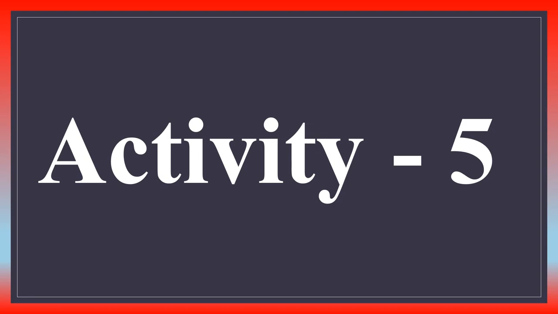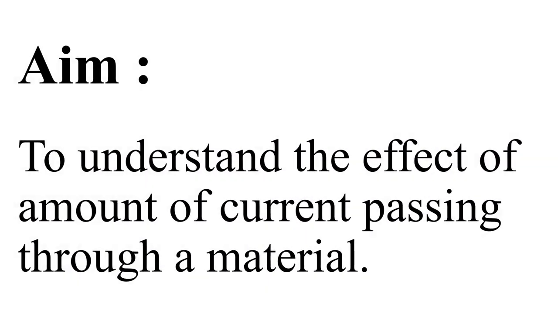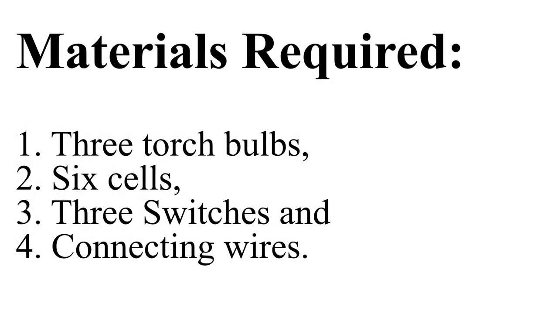Activity number 5. Aim: to understand the effect of amount of current passing through a material. Materials required. Number 1, 3 torch bulbs. Number 2, 6 cells. Number 3, 3 switches. And number 4, connecting wires.